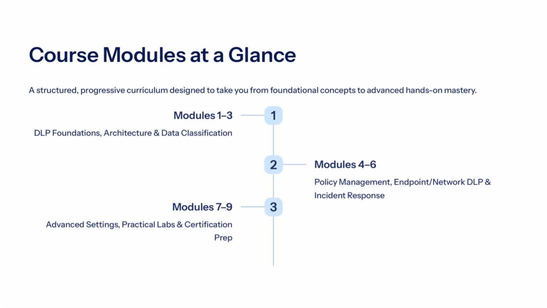Module 1 provides an overview of digital privacy and security principles, including data protection, encryption, and access control. Module 2 focuses on implementing these principles in real-world scenarios, such as managing policies, protecting endpoints and networks, and responding to incidents. Module 3 offers advanced training in areas like advanced settings, practical labs, and certification preparation. Throughout the course, students will be guided by experienced instructors who have extensive experience in digital privacy and security.